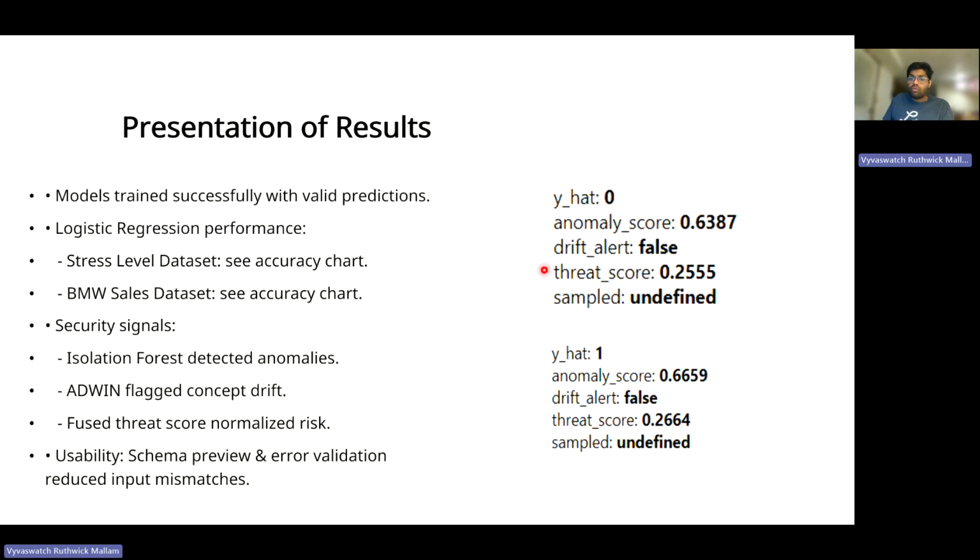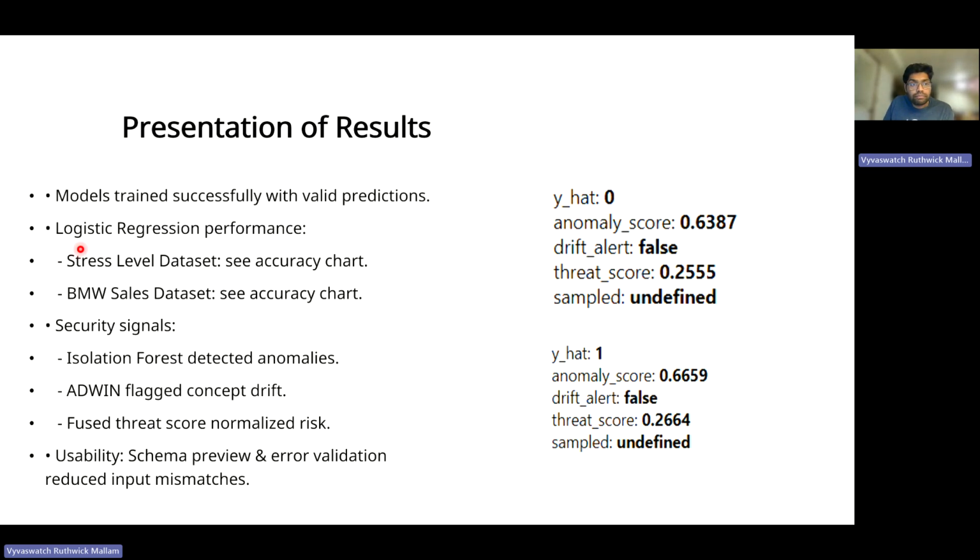And it has to actually say that drift alert is true, but it has to be calibrated a little more. So the threat score is pretty high, which says that the data is poisoned. So there needs to be a little more sampling done, and it's saying the sampling is underdefined because there are not enough values. Once we have lots and lots of values, then it would say defined. And yep, that's about the results.